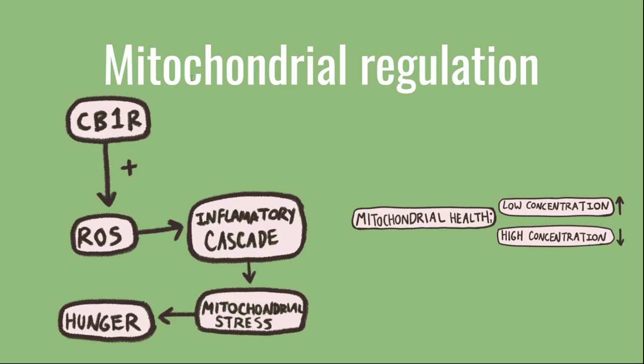And now let's talk about the other way that the endocannabinoid system is able to regulate mitochondria. So basically, this other way is by the concentration of cannabinoids. The concentration of cannabinoids is directly linked to the mitochondrial health. A low concentration is good for mitochondria, and a high concentration is bad. Due to this, all mitochondria are equipped with a fatty acid amide hydrolase, which will degrade the cannabinoids if the concentration becomes too high.